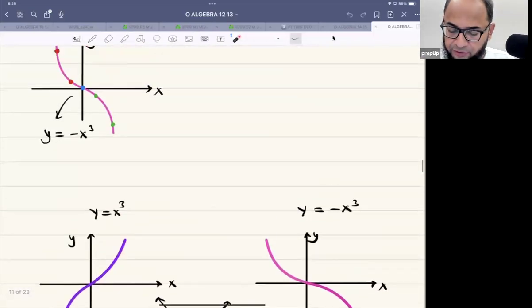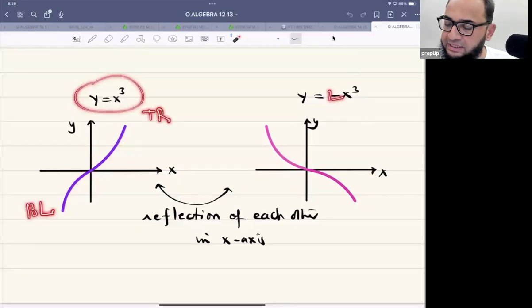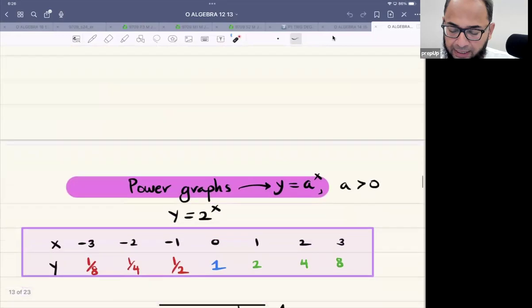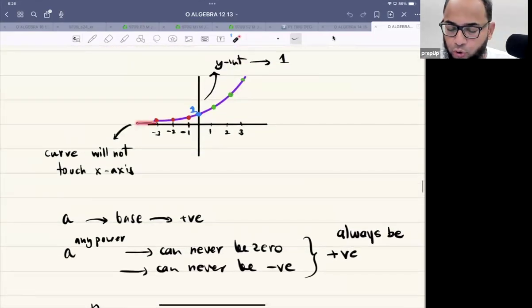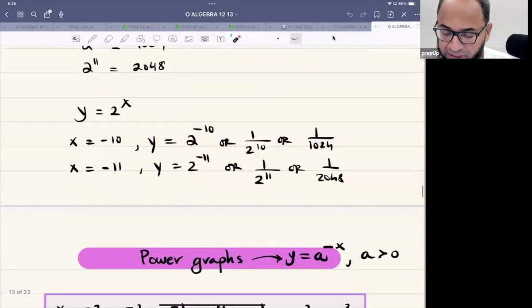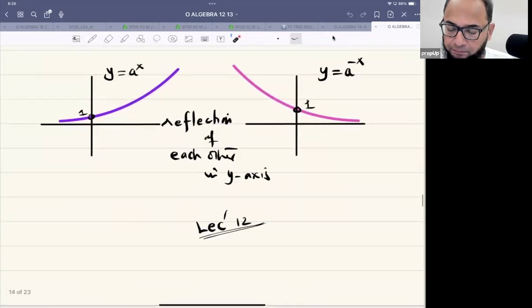One more thing I can write over here: when y is equal to x cube, it starts from top right, goes till bottom left. Y is equal to negative x cube, it's a reflection of this. This starts from top left, goes till bottom right. Exponential graph goes like this. It gets very close to the x-axis but does not actually touch it. Power graph, a raised to the power of negative x. This is the story of decay.